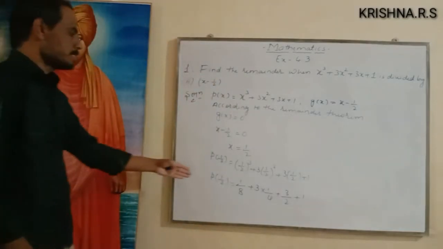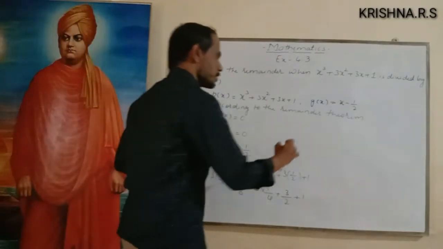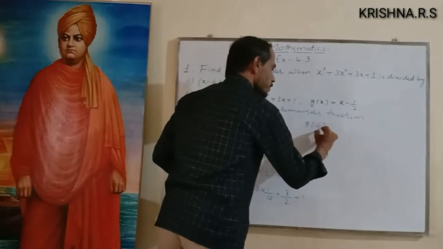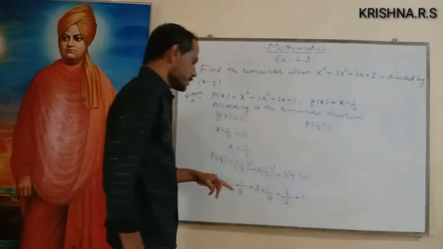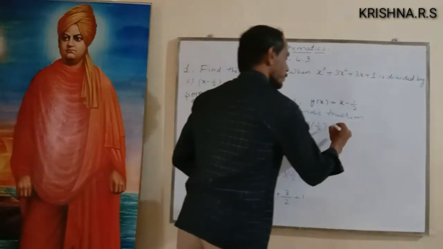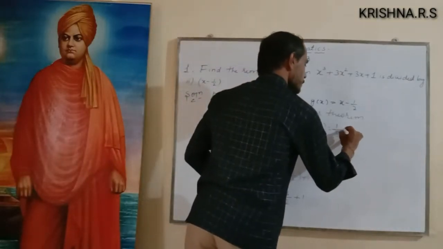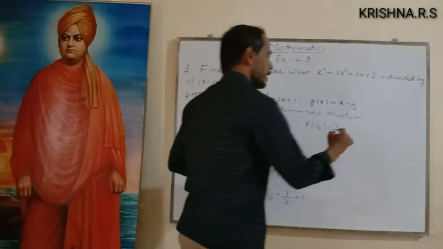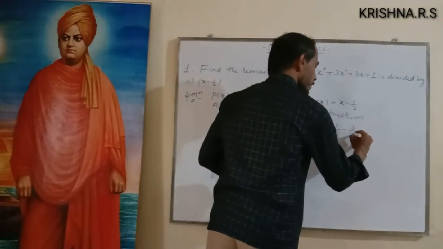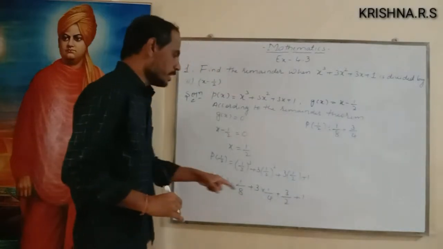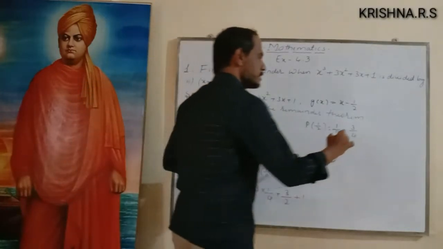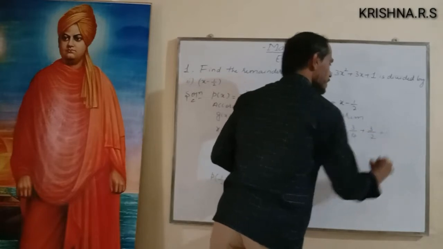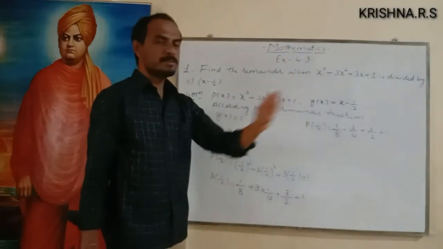Okay, students, P of 1 by 2 is equal to, continuing the simplification, 1 by 8 as it is, plus 3 ones are 3 by 4, plus 3 by 2, plus 1. How do we add all these terms?